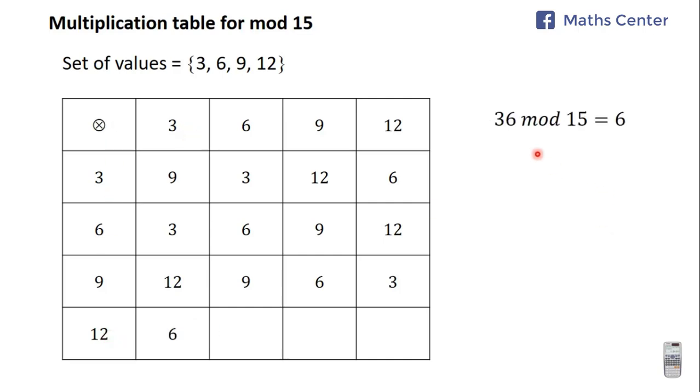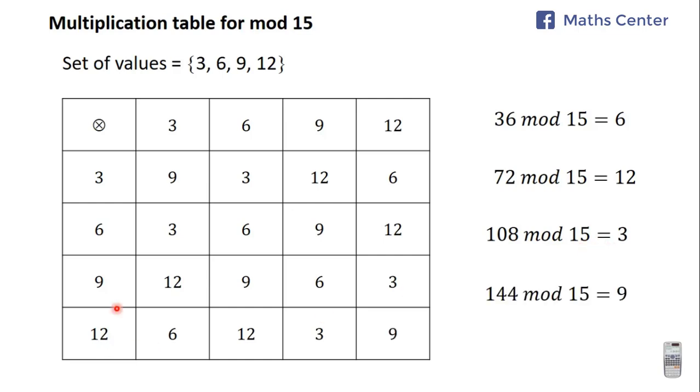12 times 3 will give us 36. 36 mod 15 is 6. 12 times 6 will give us 72. 72 mod 15 is 12. 12 times 9 will give us 108. 108 mod 15 is 3. And finally, 12 times 12 will give us 144. 144 mod 15 is 9.